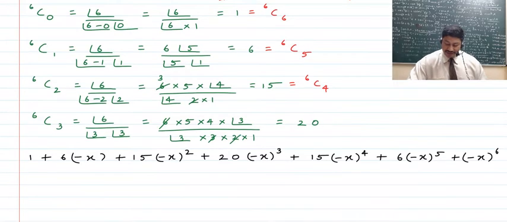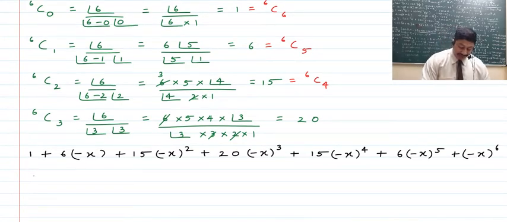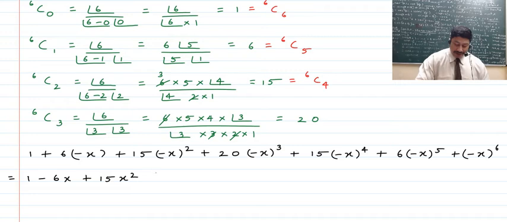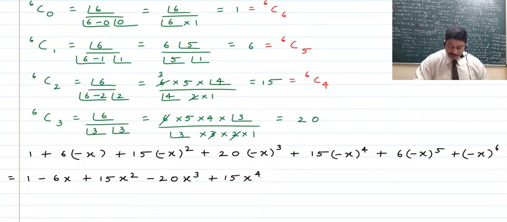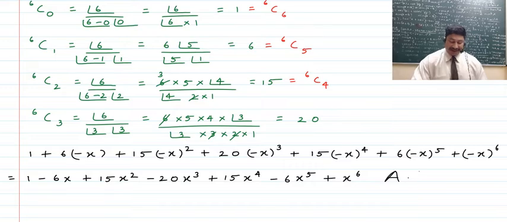Now after this, children, we have to calculate finally to get to the answer. So in the next step now we will have the final answer, that is 1, and then we have -6x, then we have +15x², right, and then -20x³, and then +15x⁴, and after that -6x⁵, and then we have +x⁶, and that, children, is going to become the final answer, right? So this is how we solve this question.